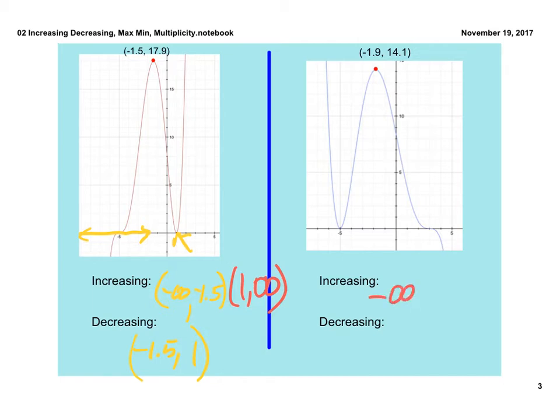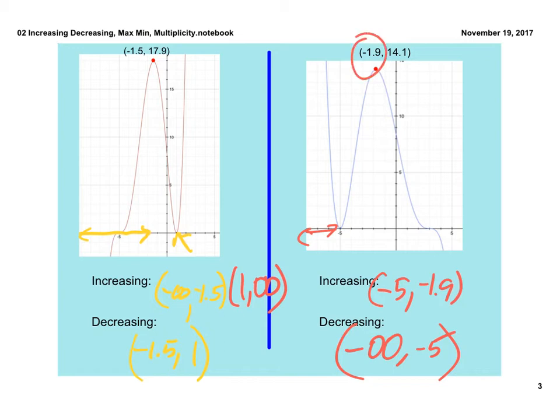Negative infinity, it's decreasing. Okay, negative infinity to negative 5. Very good. Those are x values, so I know you're doing that right. From there to there, it's decreasing. How about increasing? Tell me the next one. From negative 5 to negative 1.9, because it's the x value right there, from there to there. Okay, I think you get the idea good enough.